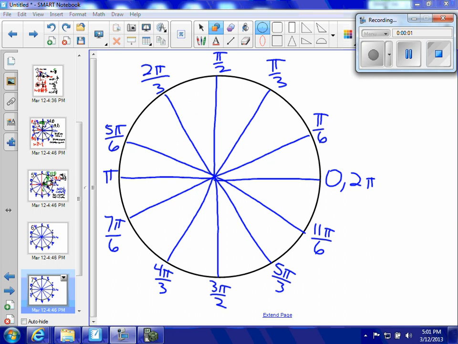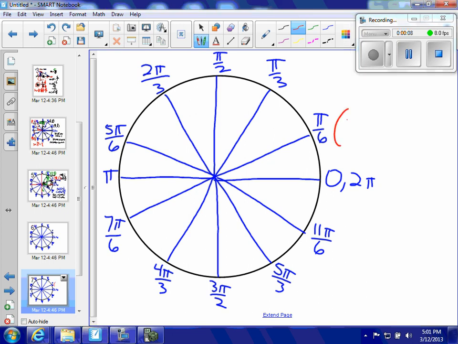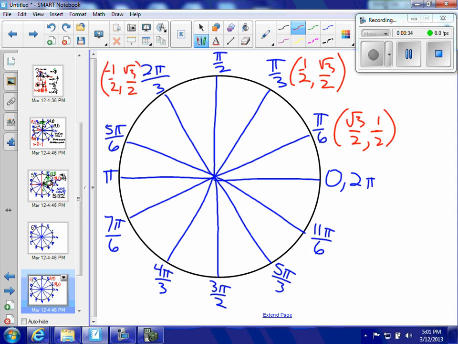Let's do a couple other things with this. So I had the coordinates of pi over 6 were radical 3 over 2 and 1/2. And for example, the coordinates of pi over 3 were 1/2, radical 3 over 2. The coordinates of 2 pi over 3 are negative 1/2, radical 3 over 2.